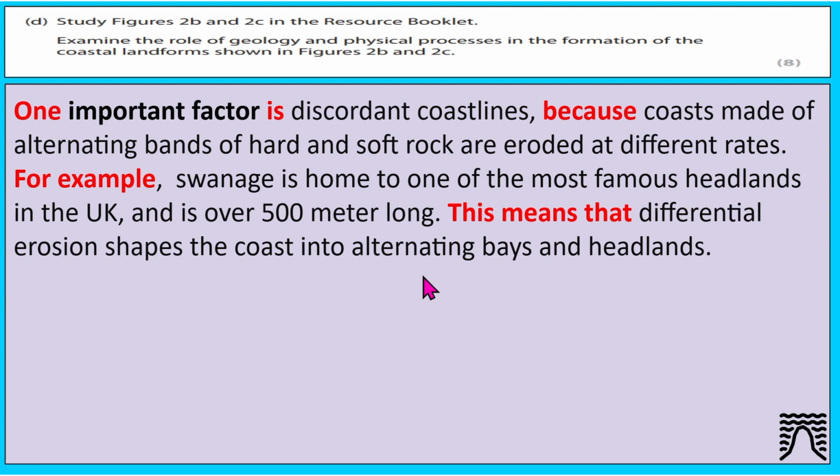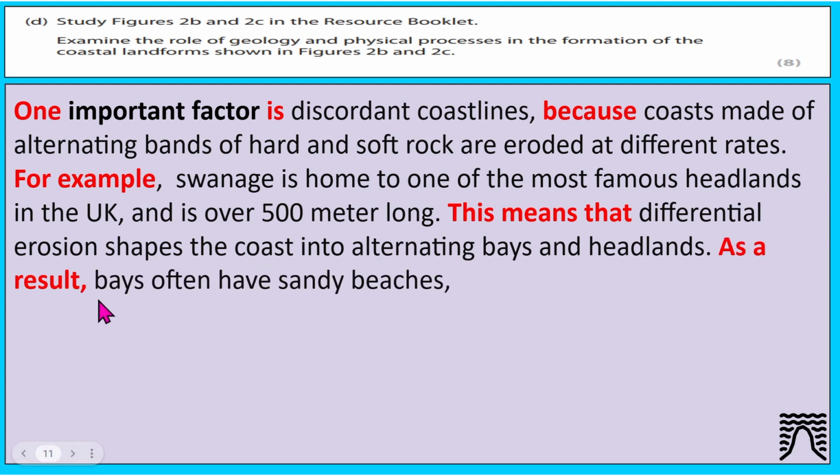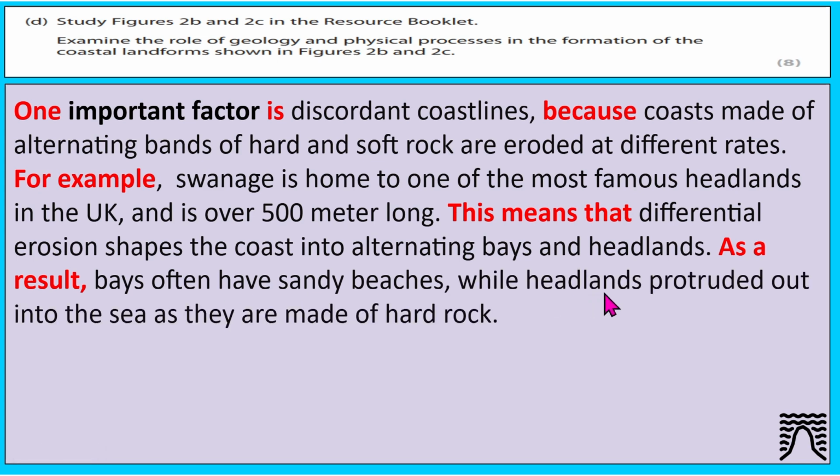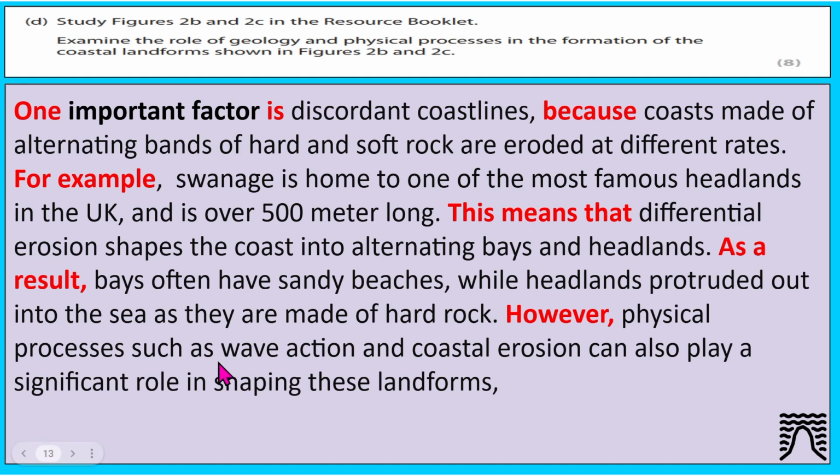This means that, so now I'm talking about the effects, the impacts. This means that different erosion rates shape the coast in alternating bays and headlands. As a result, bays often have sandy beaches, whilst headlands protrude out into the sea as they are made of hard rock. Again, how simple is that? It's so easy to talk about bays, sandy beaches, headlands, protruding. However, physical processes such as wave action and coastal erosion can also play a significant role in shaping these landforms. So the shape of our headlands and our beaches are not just down to hard and soft rock, they're down to constructive and destructive waves.